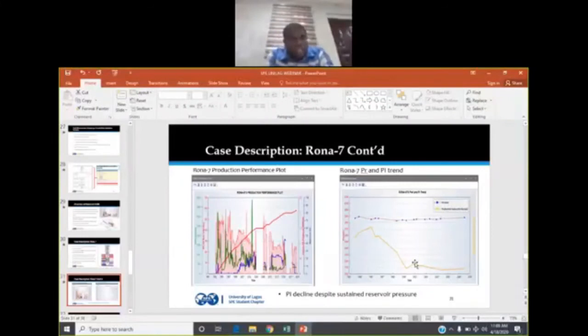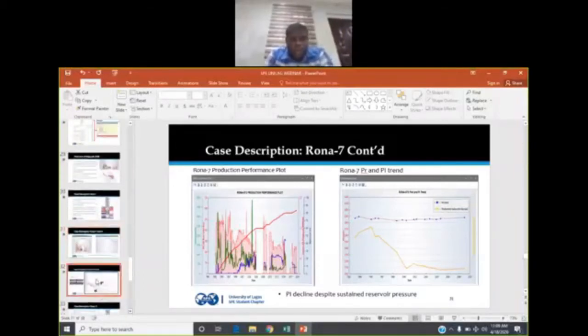But when you look at the productivity index, the PI decreased over time. So the reservoir pressure of this well is constant, but the productivity index is declining, giving you an indication that there's a possibility of a formation damage around the near wellbore.